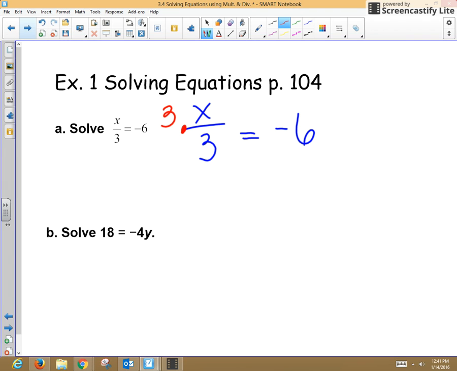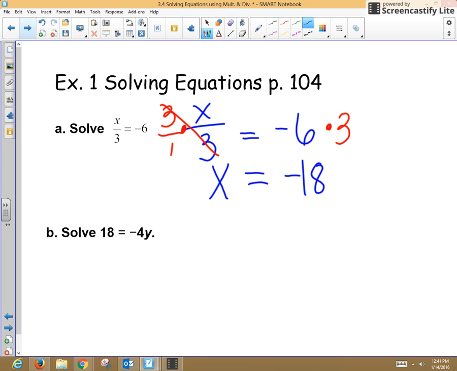So I'm going to multiply the left side times 3, and I'm also going to multiply the right side times 3. Now imagine 3 over 1. You can cross cancel the 3 over 3 because 3x divided by 3 makes 1x, or simply just x. Bring down the equal sign. Negative 6 times 3 is negative 18.